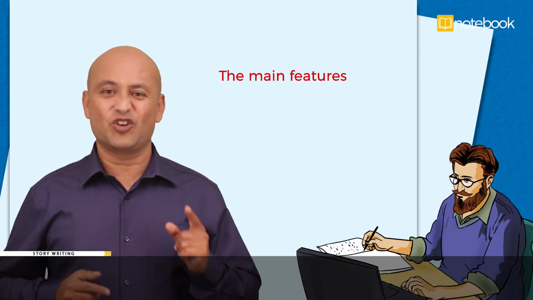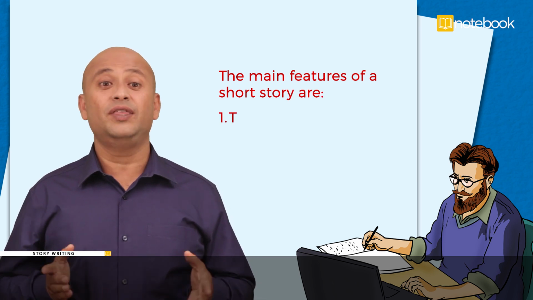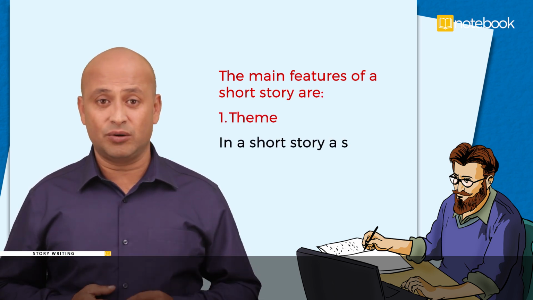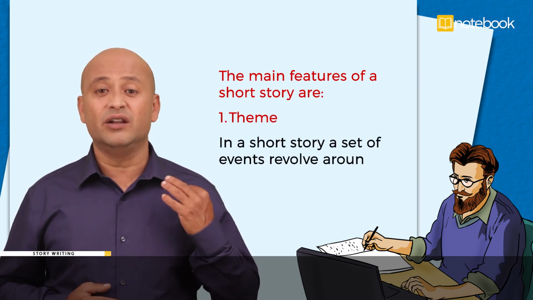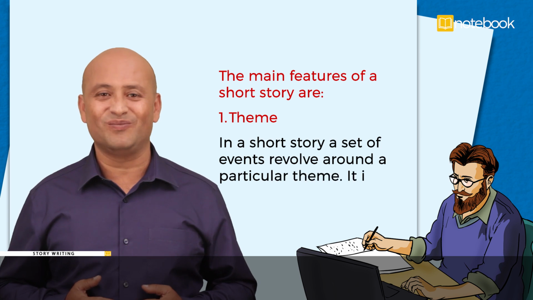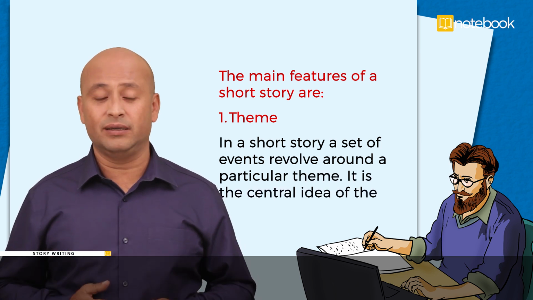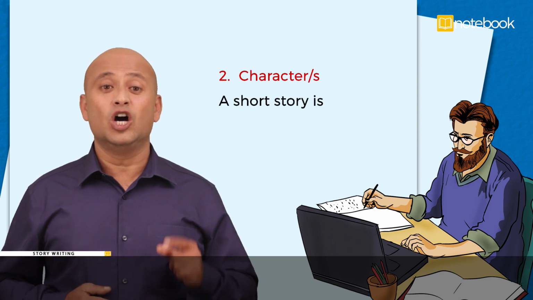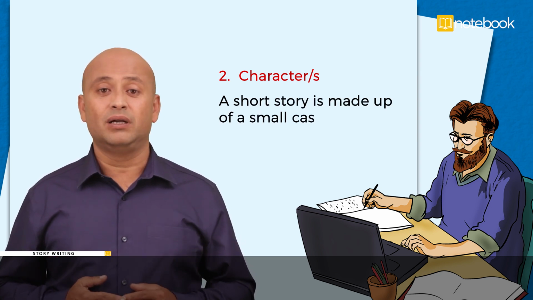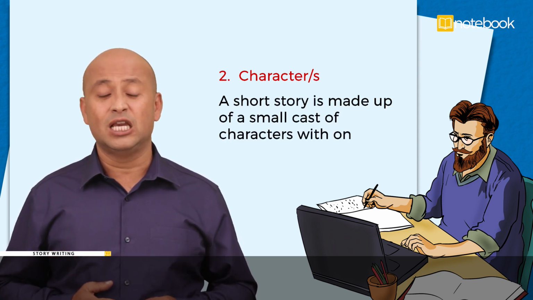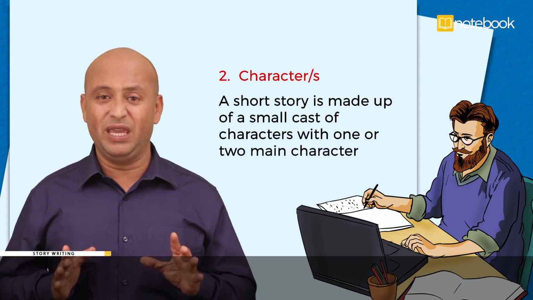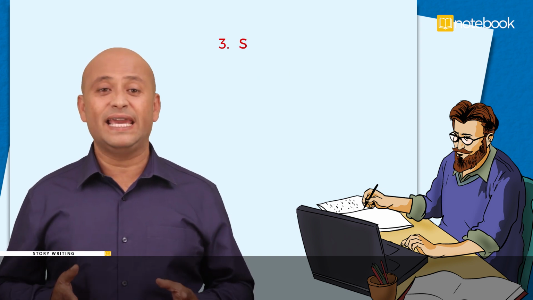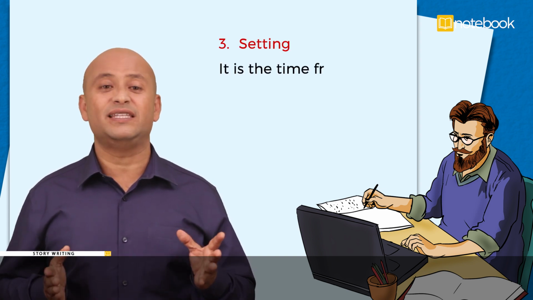The main features of a short story are theme. In a short story, a set of events revolve around a particular theme. It is the central idea of the story. Character or characters. A short story is made up of a small cast of characters with one or two main characters.